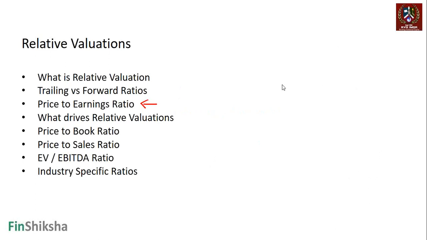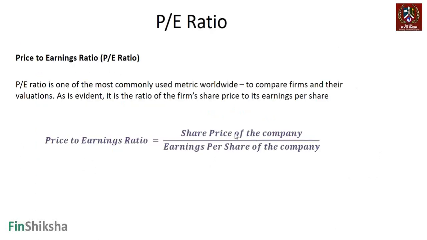So let's first do a quick recap of what we mean by the price to earnings ratio. This is one of the most commonly used metrics worldwide for comparing companies in terms of relative valuations. What this basically means is, in other words, you're taking the share price of the company, commonly known as the market price of the share, and dividing it by the earnings per share of the company, commonly known as EPS. MPS by EPS is what is going to give you your price to earnings ratio, right? That's the calculation of what we mean by the price to earnings ratio.